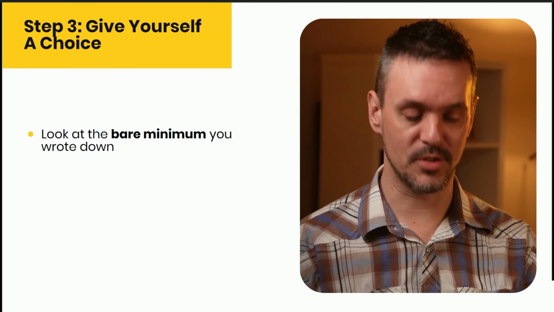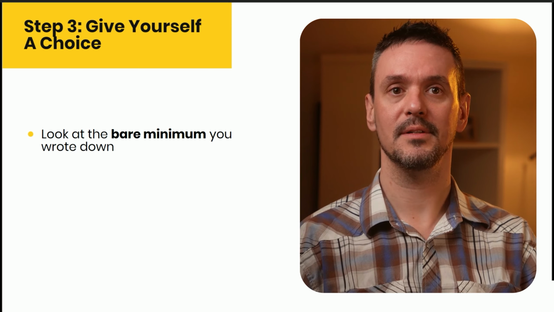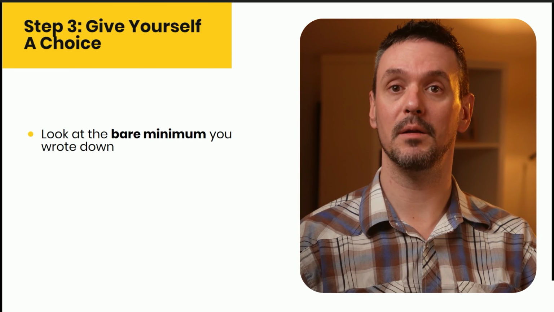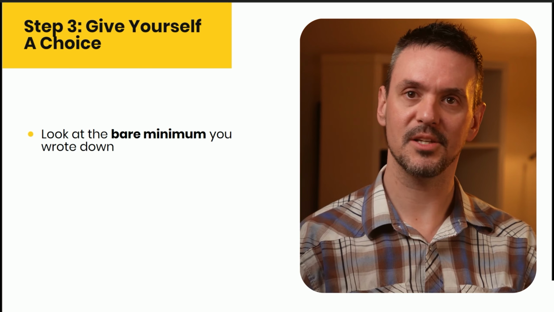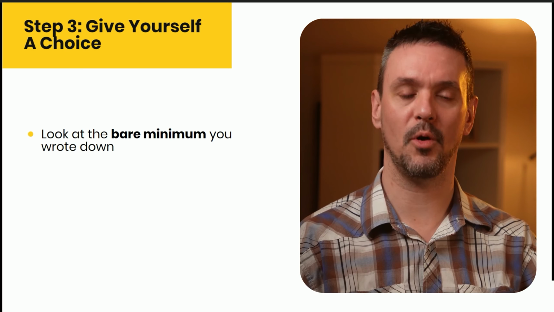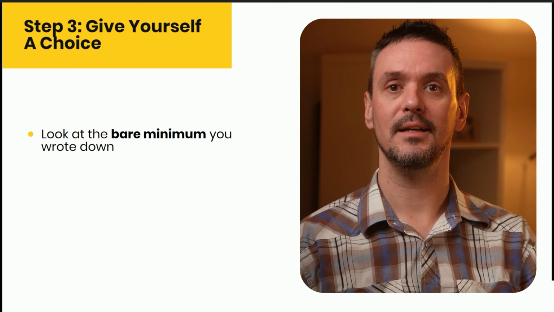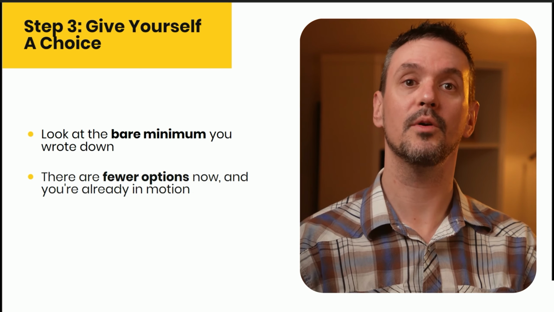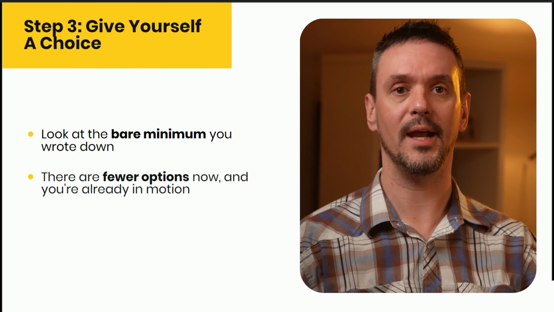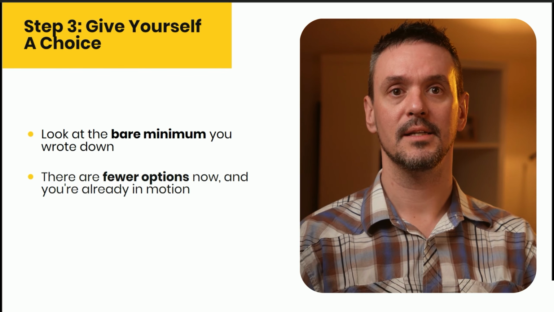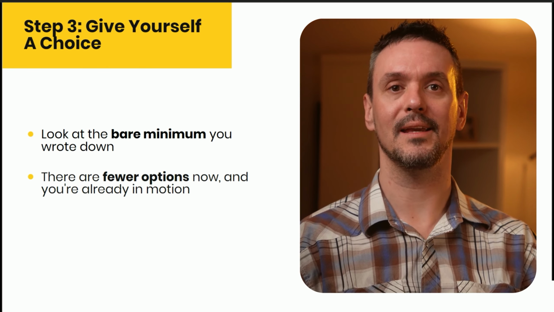Step 3 is giving a choice. Once you've done the very first smallest step, take another look at the bare minimum that you wrote down and think to yourself, what is the bare minimum? What is the shortest point between where I am now, which is technically already started, and finishing? Because right now we have fewer options. We've got all the stuff out of our head. We've already technically started. So we have fewer options and we're already in motion.